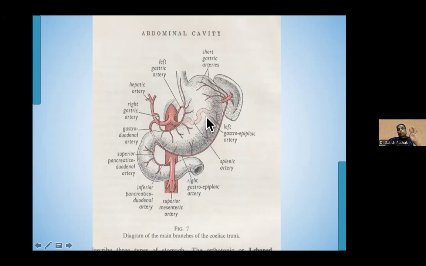Now, how to differentiate? Suppose he has not brought the gastroscopy report. How will you differentiate whether he has got a gastric ulcer or a duodenal ulcer? Now, if it is a gastric ulcer over here, suppose somebody eats, the food will come and hit the ulcer and he will get pain.